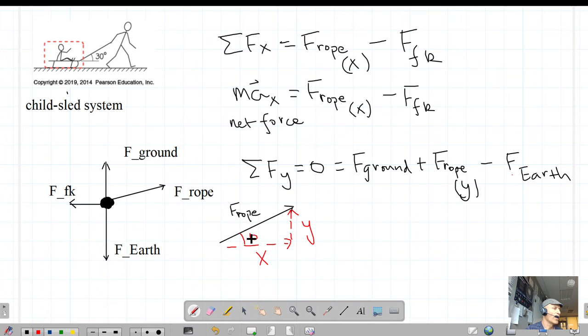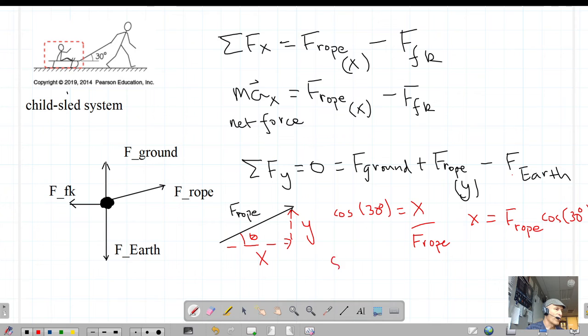Often we just write X and Y to symbolize those. Theta is 30 degrees. It's kind of a lousy theta, but there you go. And notice that Y is the opposite and X is the adjacent side for the little right triangle I constructed. So you could write something like cosine of 30 degrees must equal X over force of rope. So then X equals force of rope cosine 30 degrees.